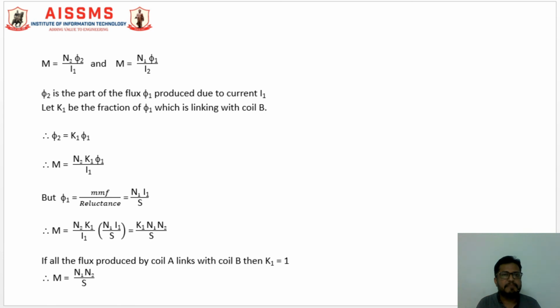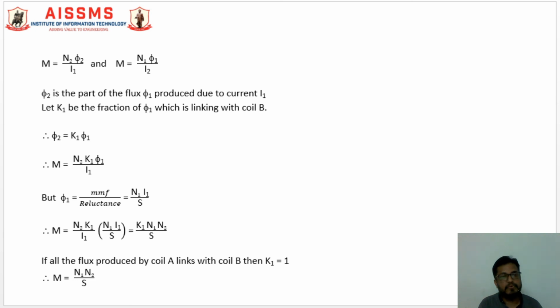Phi 2 is the part of flux phi 1 produced due to current I1. Let K1 be the fraction of phi 1 which is linking with coil B. Therefore, phi 2, that is flux linked with coil B, is equal to that fraction K1 multiplied by phi 1. Therefore, mutual inductance M is equal to N2 K1 phi 1 divided by I1.